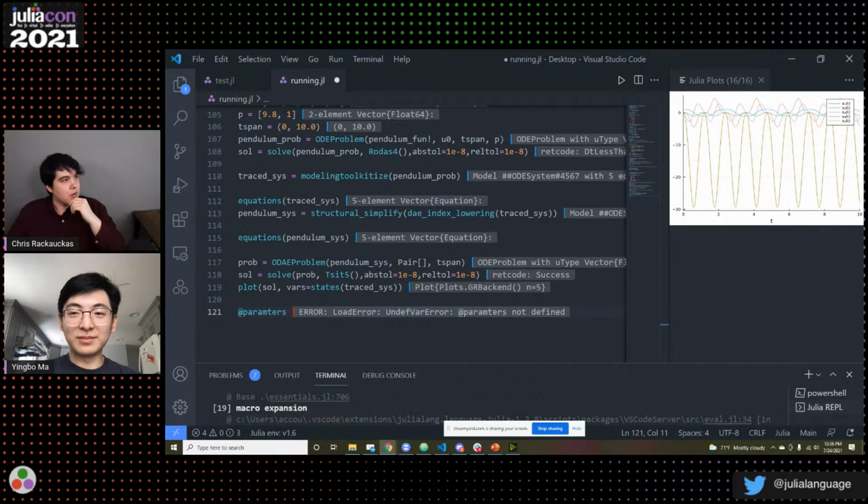Could you clarify the difference between compose versus using the subsystems? Yeah, that's because I was using old syntax. You probably should be using compose. That was my bad. Yeah, they are the same thing.